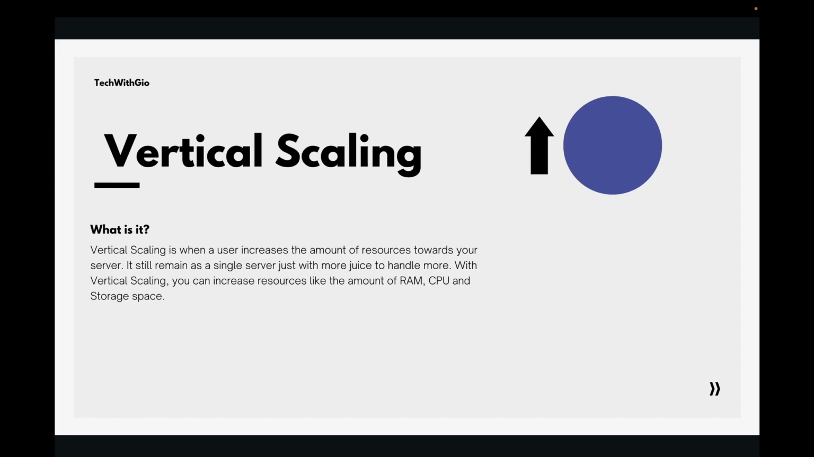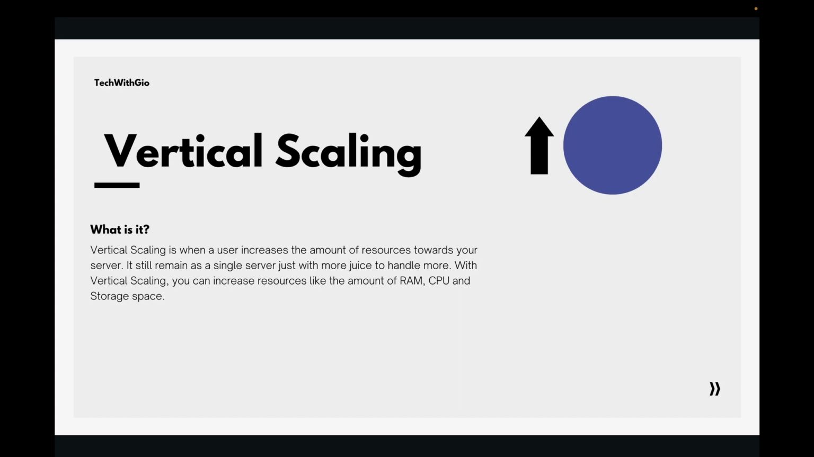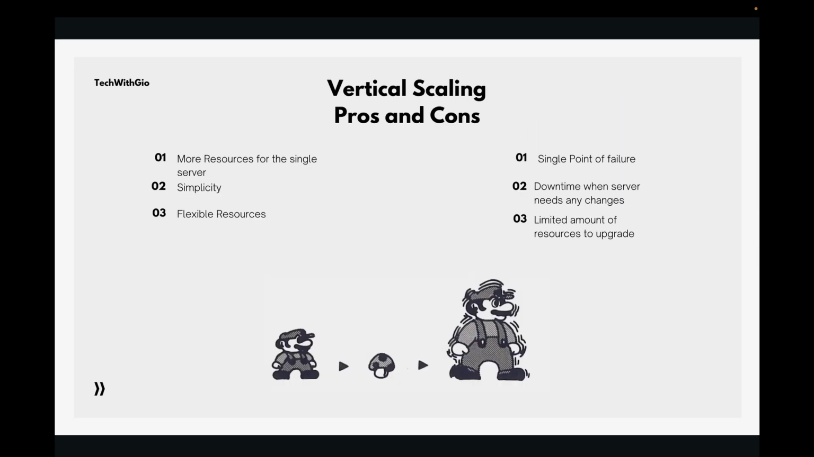So you're increasing everything to the next level. That's why you see the little circle with the up sign. It's increasing the size of the server, increasing the resources that the server uses. So in short, vertical scaling is increasing the hardware, which gives the server more power to handle extra requests that hit the server. Now, there are pros and cons to vertical scaling.